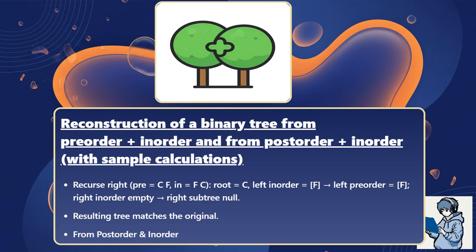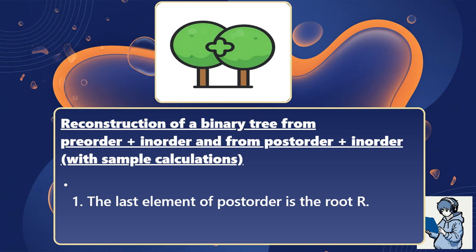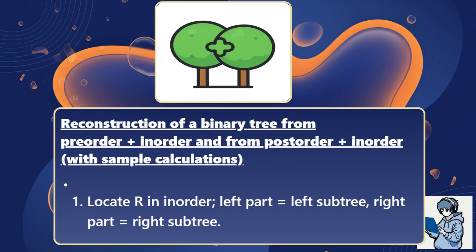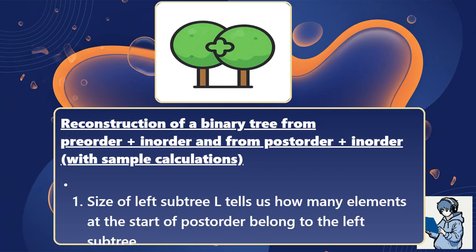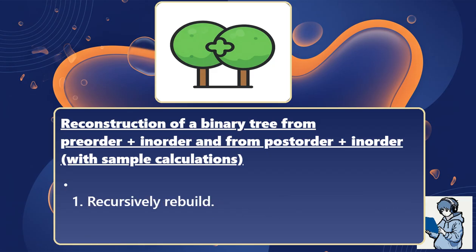From postorder and inorder: 1. The last element of postorder is the root R. 2. Locate R in inorder; the left part equals the left subtree, the right part equals the right subtree. 3. The size of the left subtree L tells us how many elements at the start of postorder belong to the left subtree. 4. Recursively rebuild.